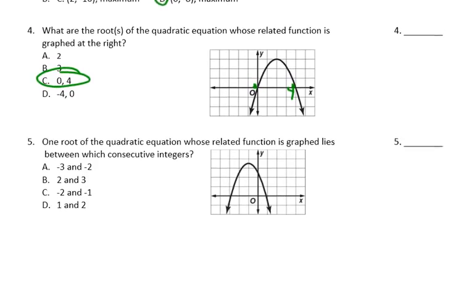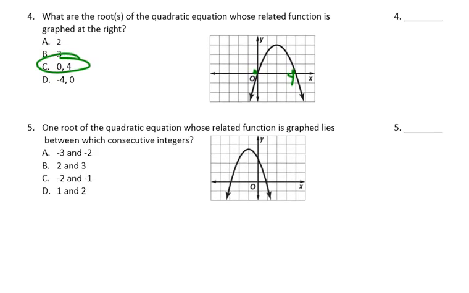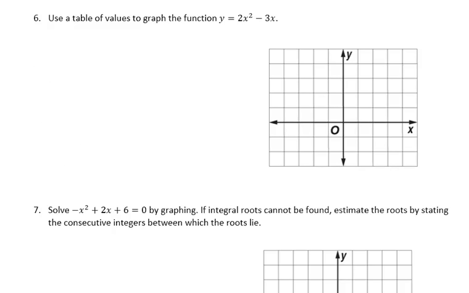Number 5. One root of the quadratic equation whose related function is graphed lies between which consecutive integers? So this one is between -2 and -3, and this one's between 0 and 1. So now we're just going to look to see, well, which ones make sense? Choice A is the only one that works there. All right, next page. Use a table of values to graph the function y = 2x² - 3x.